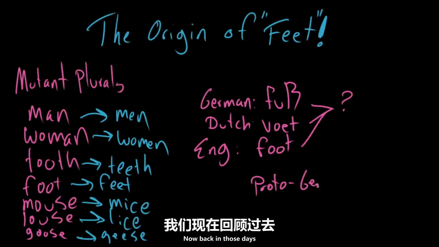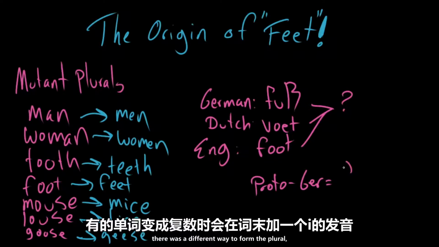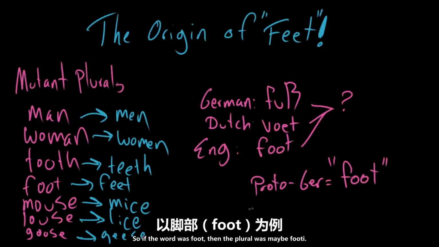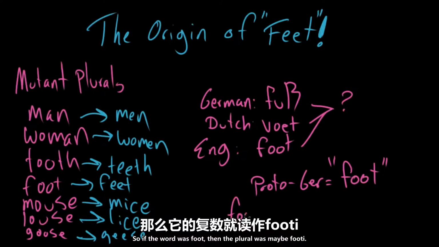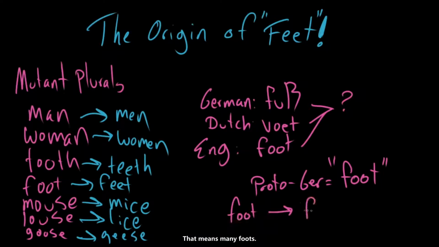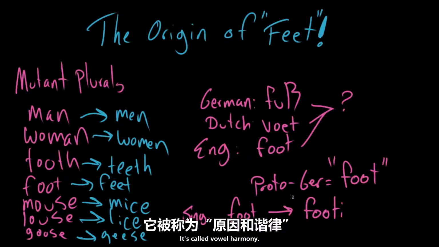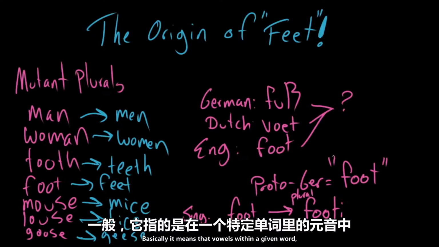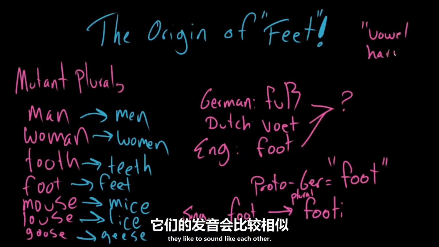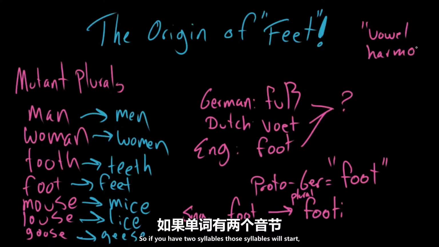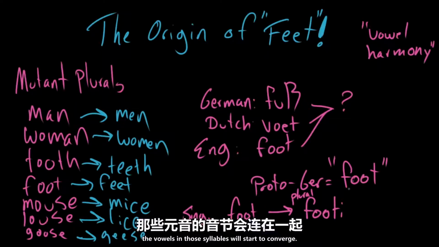Now, back in those days, there was a different way to form the plural, and that was to add an E sound at the end of a word. So if the word was foot, then the plural was maybe futi. That means many foots. Now, there's a tendency in language that you have to understand here. It's called vowel harmony. Basically it means that vowels within a given word, they like to sound like each other. So if you have 2 syllables, the vowels in those syllables will start to converge.